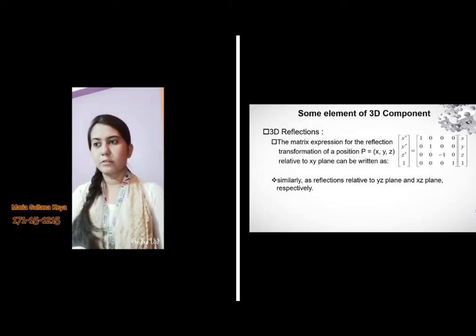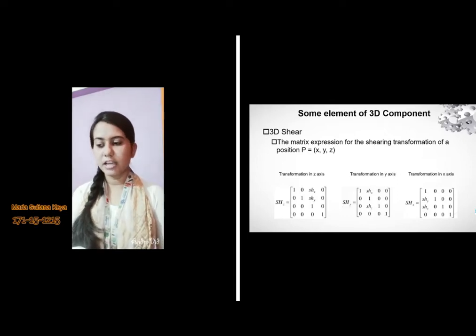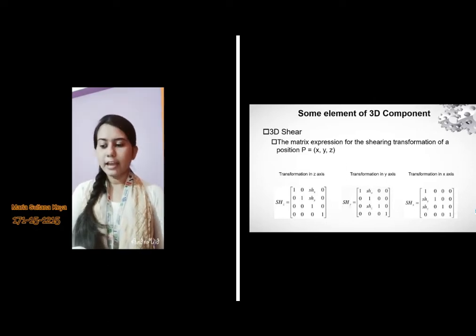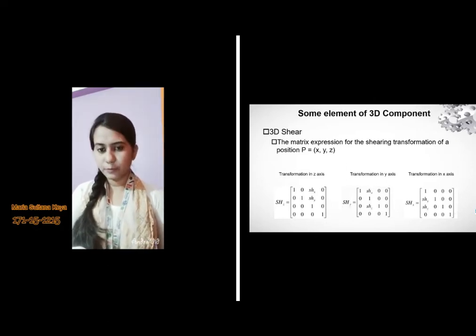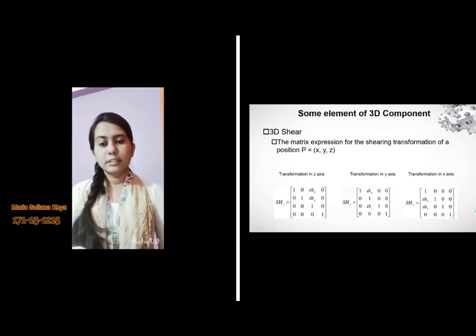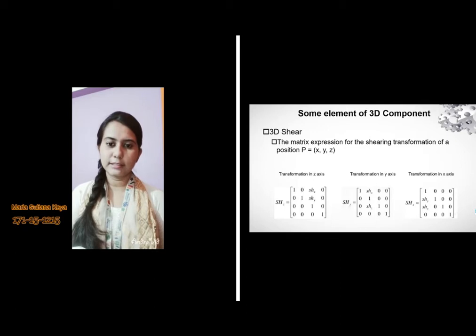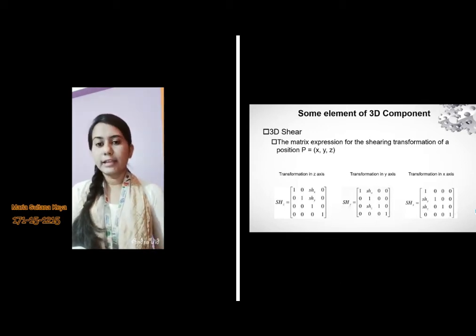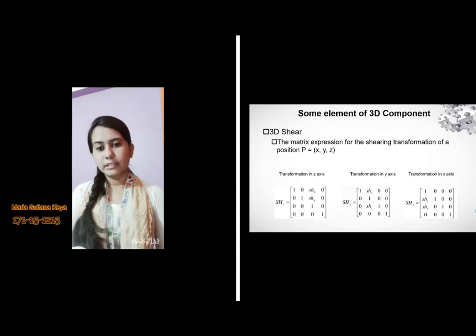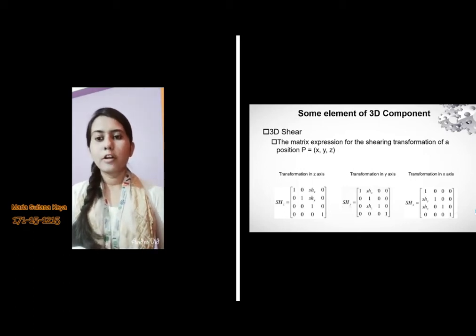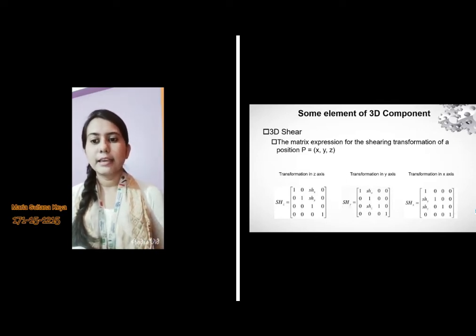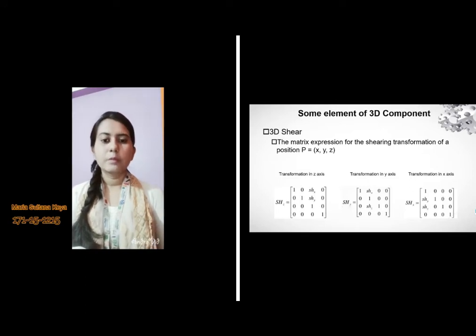Now I am going to discuss 3D shear. What is 3D shear? It is a technique to change the shape of an existing object in a 3D plane. There are three types of 3D shearing: transformation in the z-axis, transformation in the y-axis, and transformation in the x-axis. How we solve it depends on which axis we shear along. For the x-axis, we can write shear values for y and z, and it is set up in a matrix.